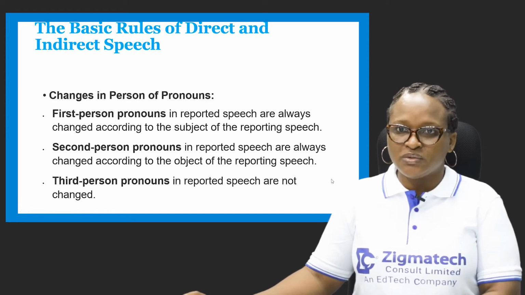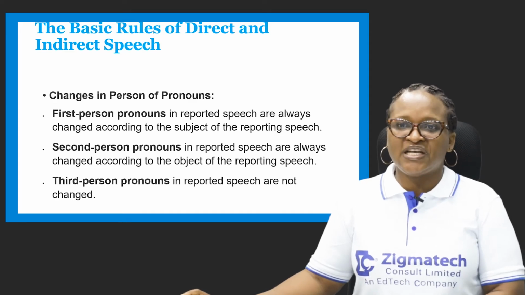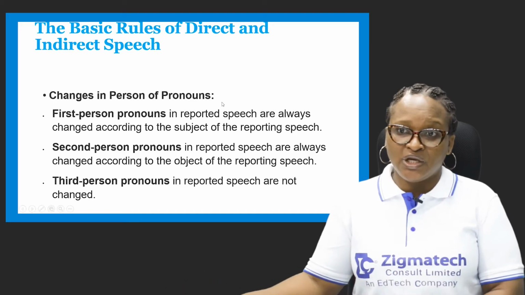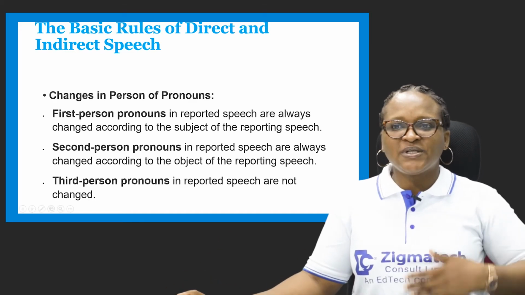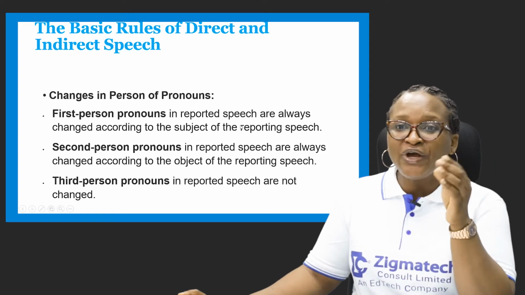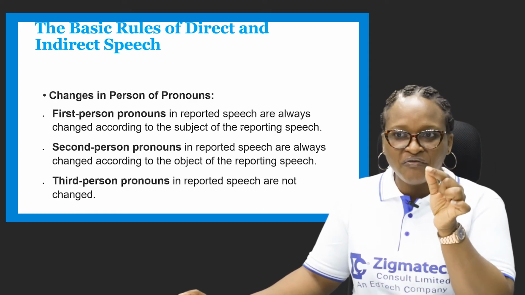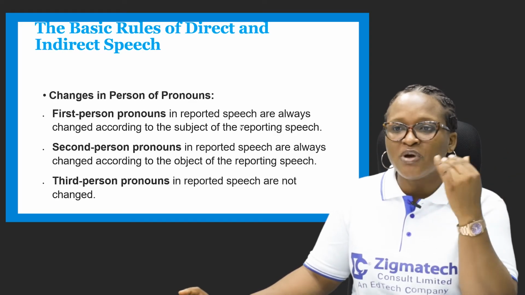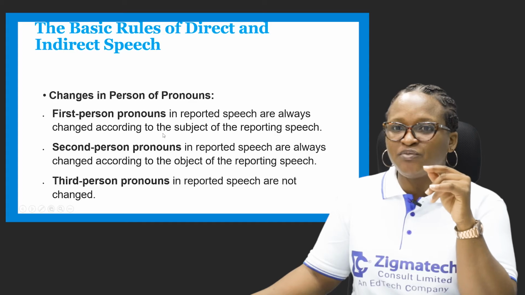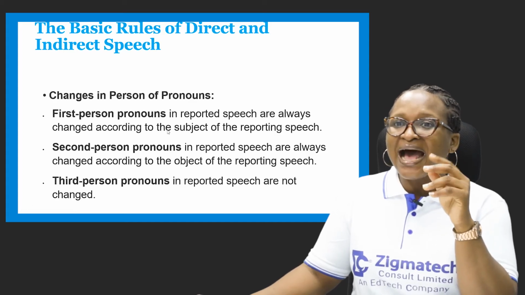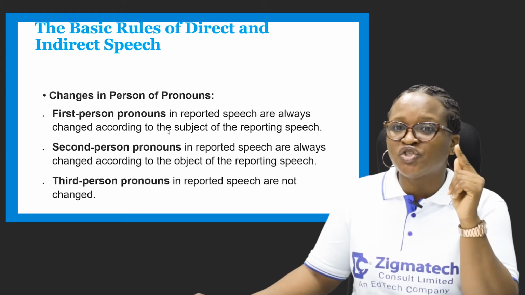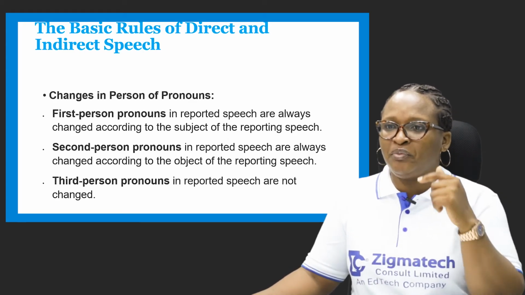Now let's look at some basic rules of direct and indirect speech. Note this: there are certain changes in the person of pronouns. I've explained it earlier, but it's pertinent that we go through it once again. First person pronouns in reported speech are always changed according to the subject of the reporting speech. We said that the first person pronouns, which are I and we, in reported speech are always changed according to the subject of the reporting speech.